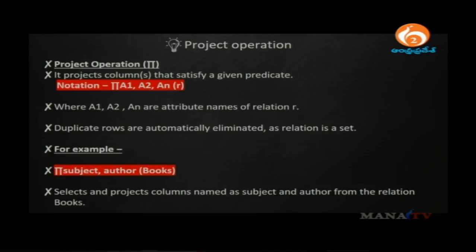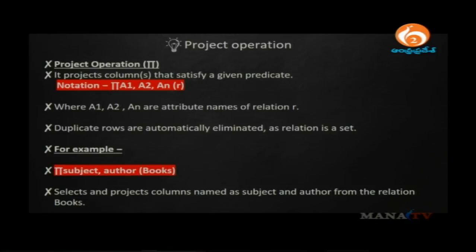The example I am giving is simple: subject is one attribute, author is another attribute from the given entity called books. What happens is it selects and projects the columns subject and author from the relation books. Yes, understood everyone? Please note down the points displayed on your screen, because when you attend an interview, they may ask you what is the meaning of project operation, or what is a selection operation. Is it clear guys?